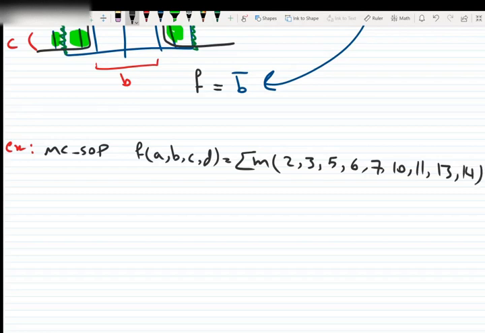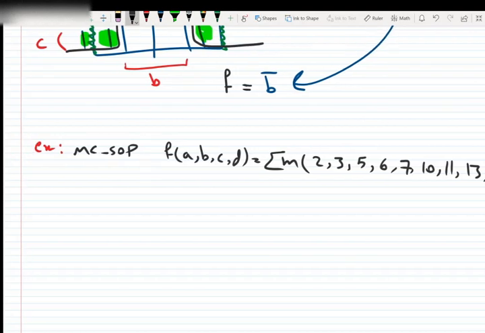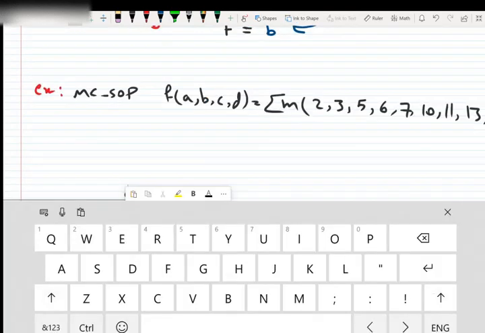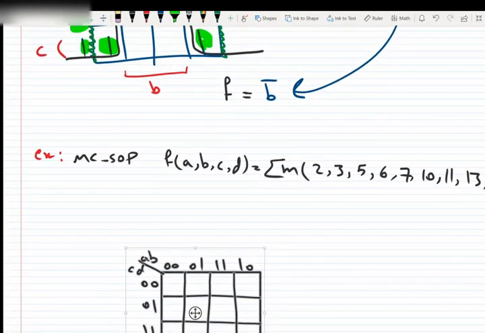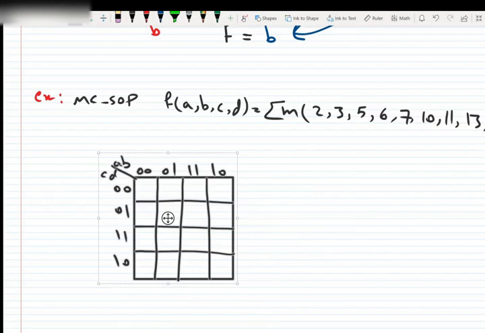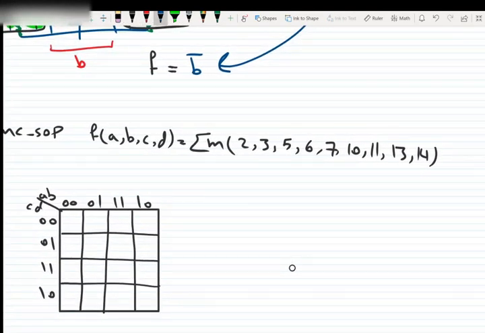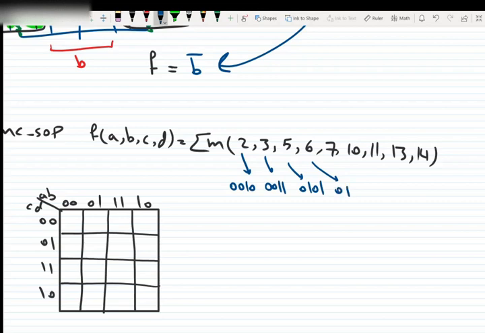Now we need to put these minterms in the table. I remember that I copied the 4 by 4 table. Let's see if I have it here. Okay, yes, we do. Good. Because these are four variables, each code has to be shown by four digits. So 2 is 0010, 3 is 0011, 5 is 0101, 6 is 0110, 7 is 0111, 10 is 1010, 11 is 1011, 13 is 1101, and finally 14 is 1110.